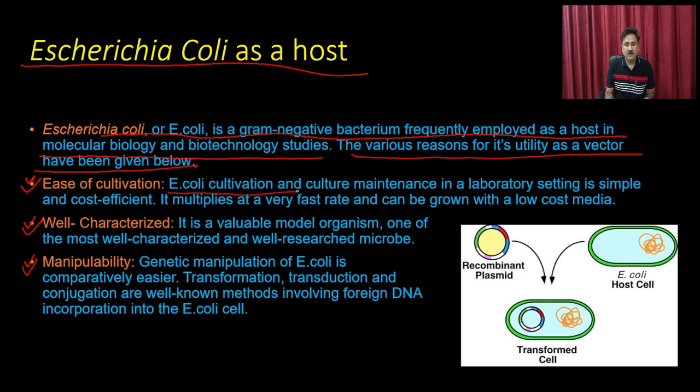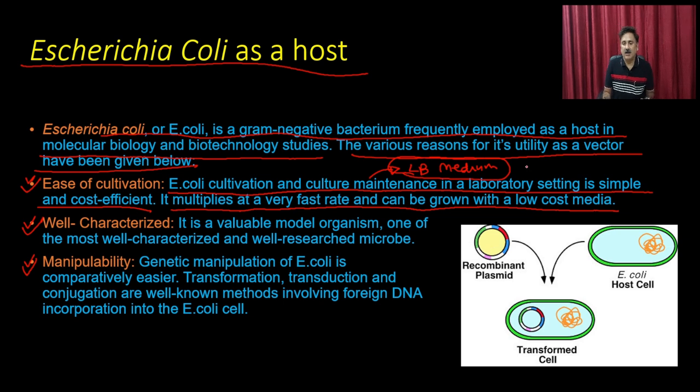E. coli cultivation and culture maintenance in the laboratory setting is very simple and cost efficient. It multiplies at a very fast rate and can be grown in low cost media. It is mostly maintained in LB media, which is a very cheap media. In fact, you can make even cheaper media like M9 media, which is very cheap compared to LB media. So, cultivation of E. coli is very cheap, and you can reduce the cost of your culture, or reduce the cost of the product.